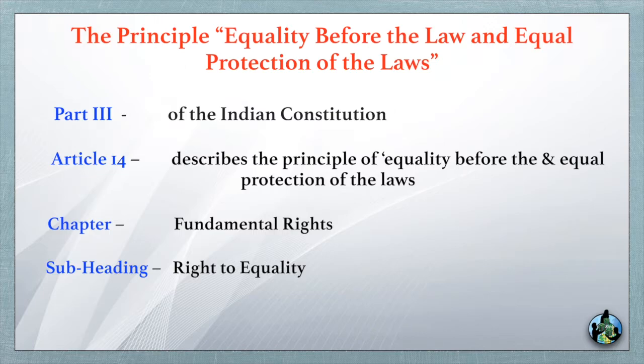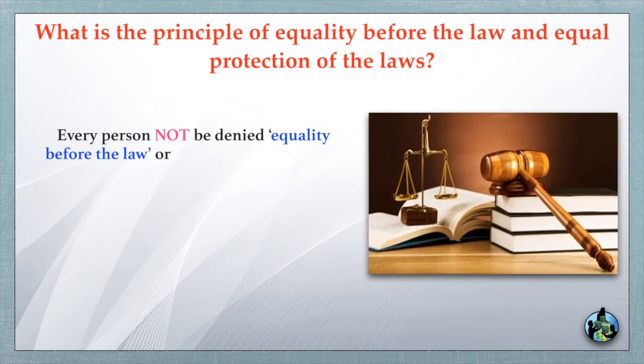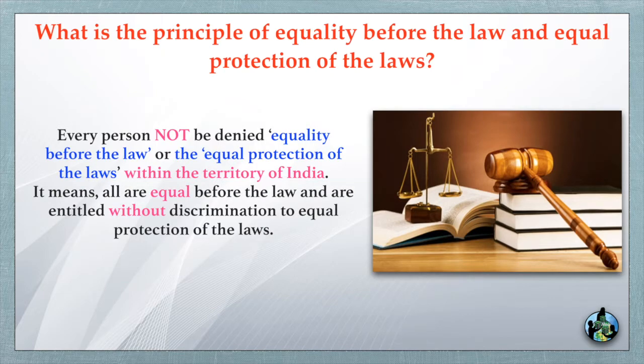Now, the question is, what is the principle of equality before the law and equal protection of the laws? The two principles, that is equality before the law and equal protection of the laws, work on the concept of rule of law and equal justice and state that every person shall not be denied equality before the law or the equal protection of the laws within the territory of India. It means all are equal before the law and are entitled without discrimination to equal protection of the laws. Now, for better understanding, let's check both the principles separately.